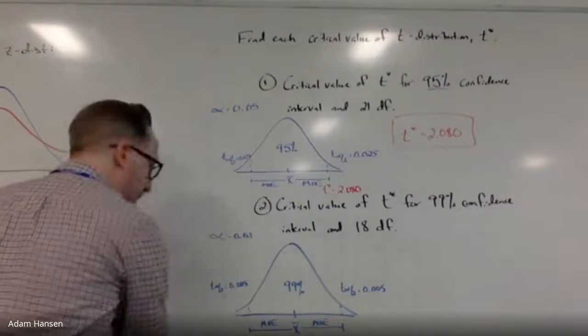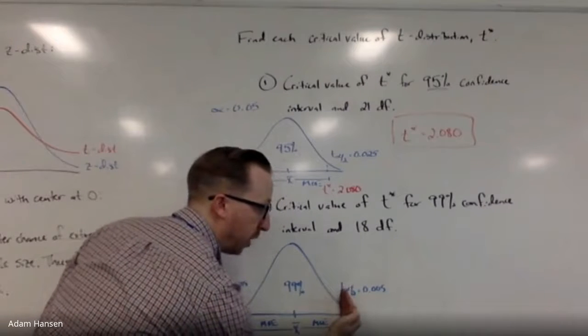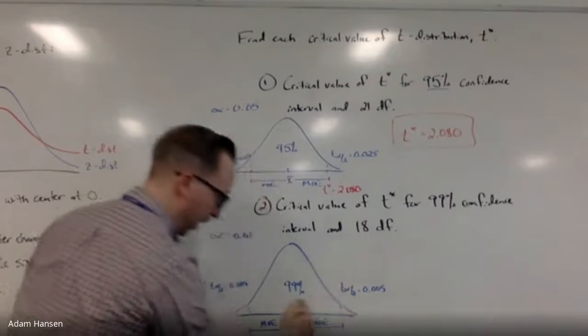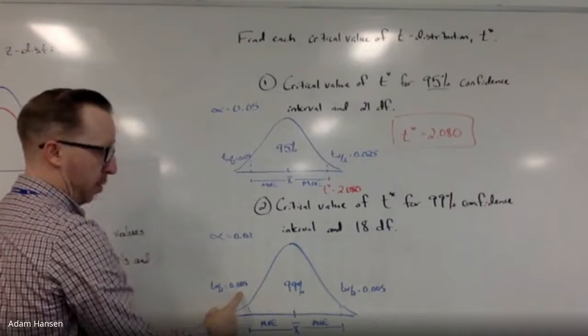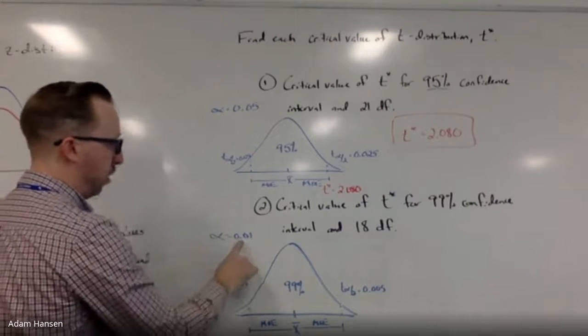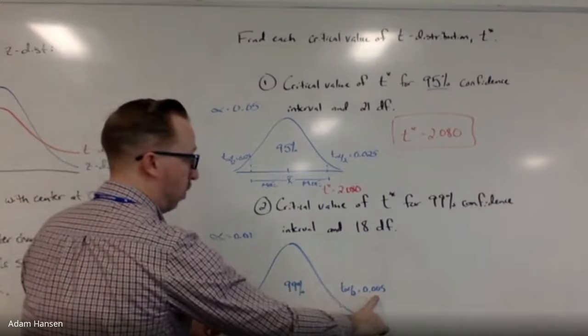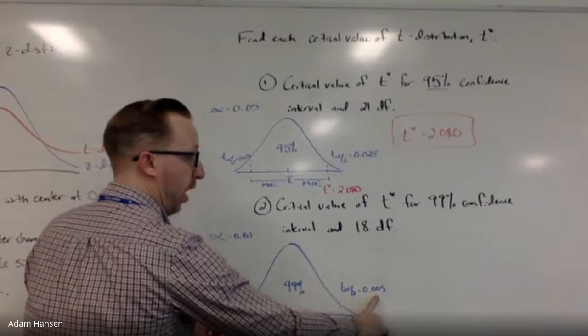What I want to look up is the t-score. That puts 99.5% of the distribution to the left. 99% in the middle, plus the 0.5% here on the left tail. We have two tails combining to make 1%, or one tail having only 0.5%.